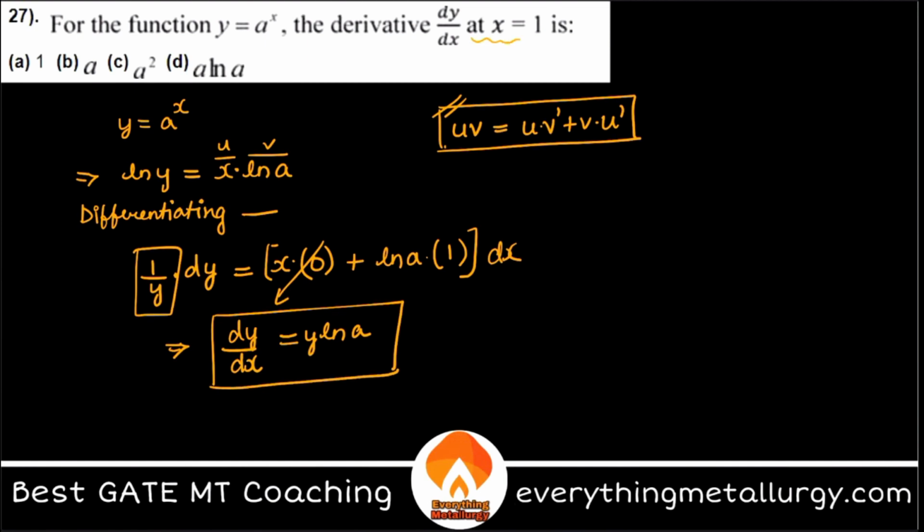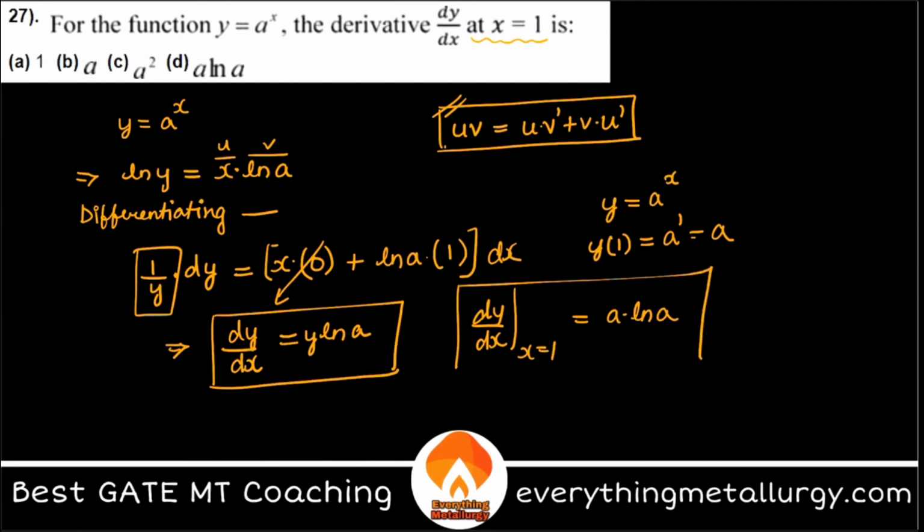But now they are asking at x equal to 1. So y is again a power x. So y of 1 is a power 1, which is a. So here dy by dx at x equal to 1 will be equal to a into ln a. Simple. We just have to know how to convert our given function to a differentiable function. That's it about this question.